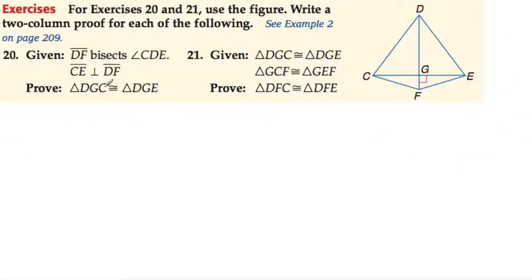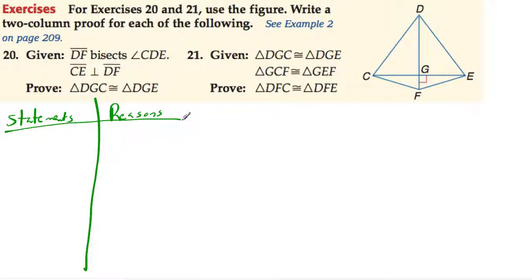And then, of course, to prove. So here we have our proofs. I think this is going to be it. Yep. So our proofs. So we got our statements, and we got our reasons. And here for the statements, we have DF bisects CDE, and CE is perpendicular to DF, and that is given.